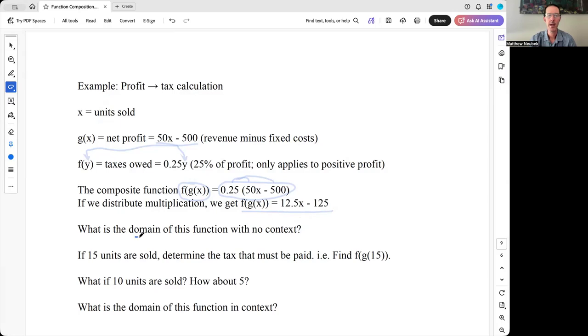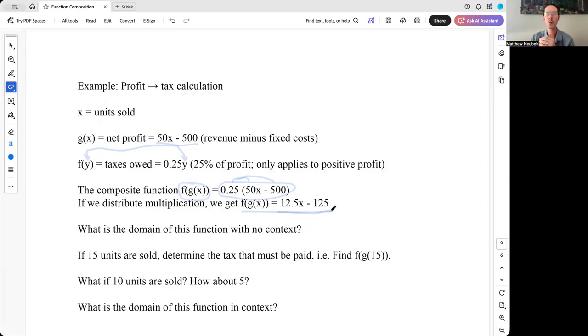Then I have this follow-up question for you. What is the domain of this function with no context? Like if you just saw this function walking down the street and you asked yourself, I wonder what the domain of that function is. Well, let's look at it. Is there any danger of division by zero? No, there's no division happening at all.